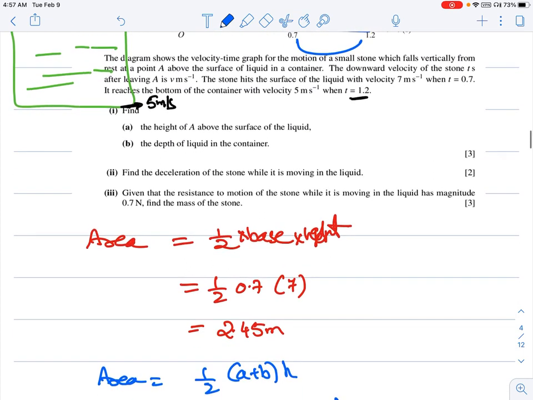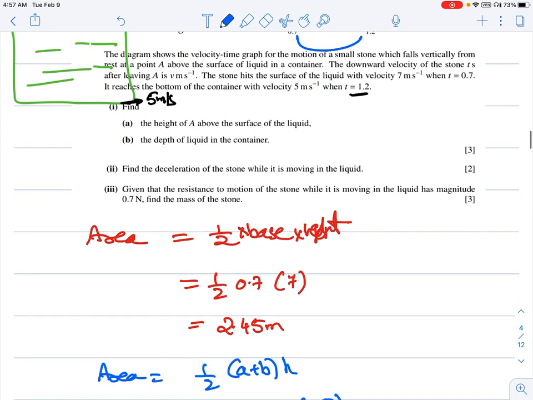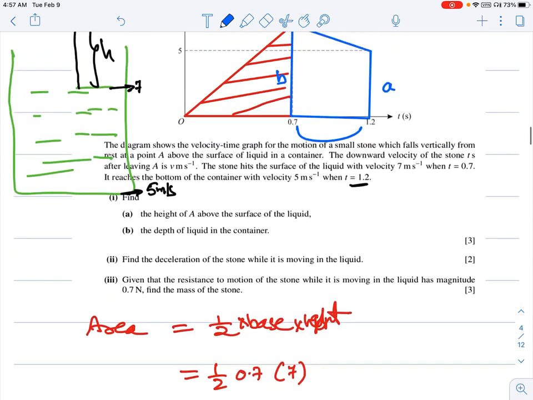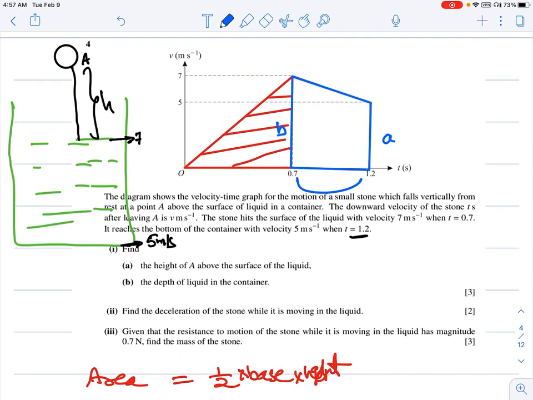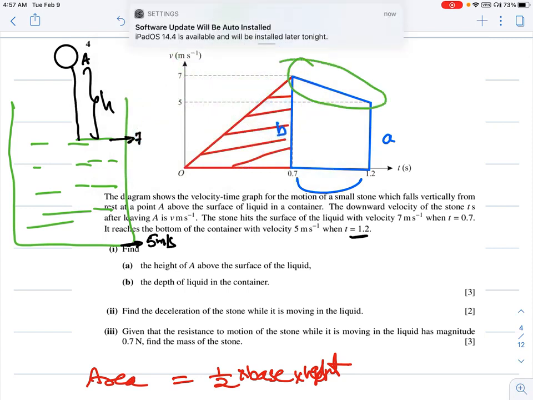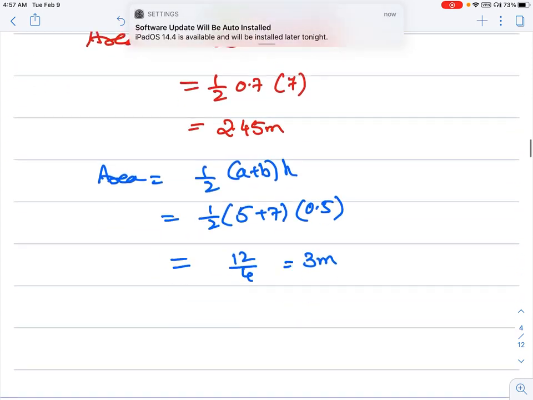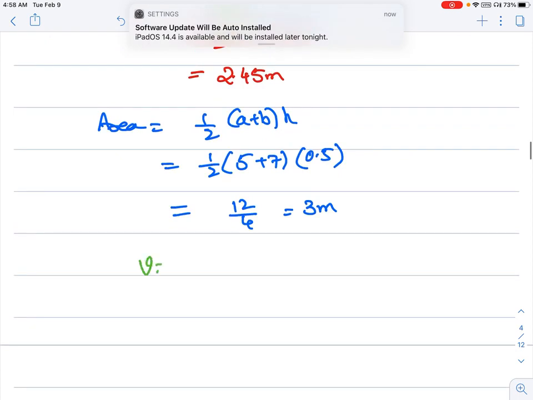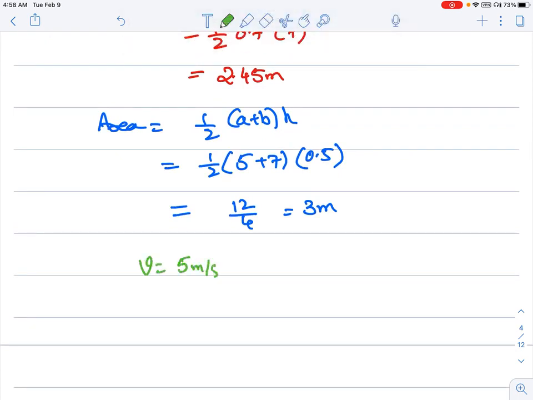In the second part, what is being asked? Find the deceleration of the stone while it is moving. So we have to find the deceleration of the stone. This part is the decelerating motion. So we know my final velocity was 5 meters per second. Initial velocity was 7 meters per second.